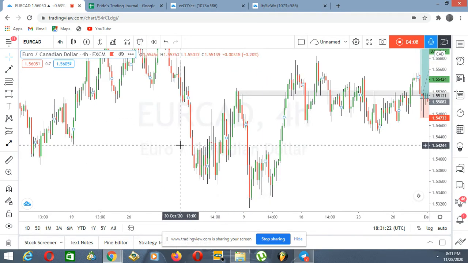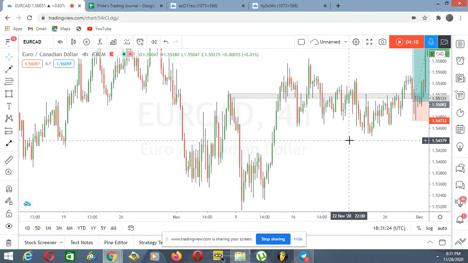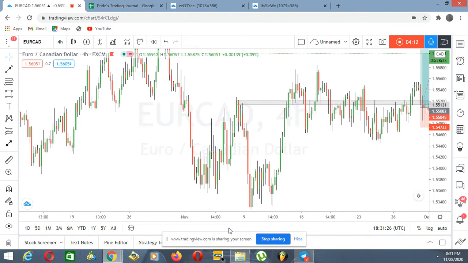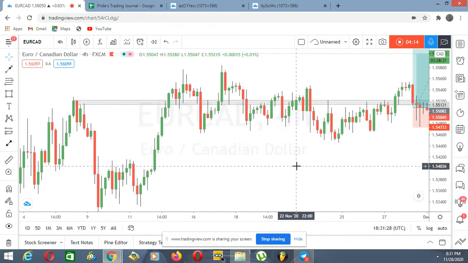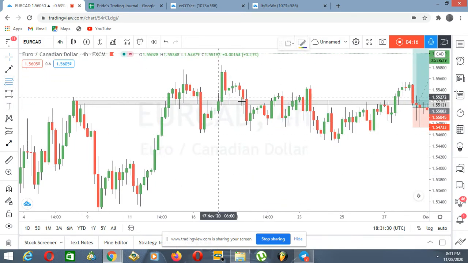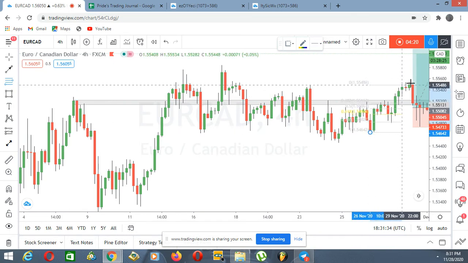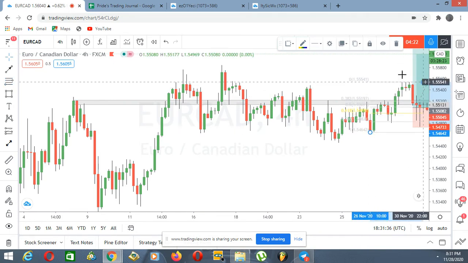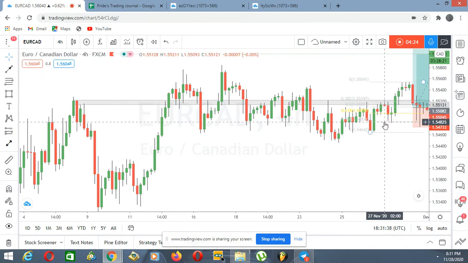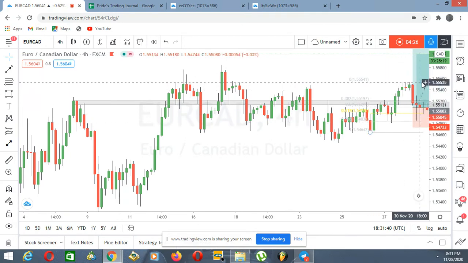So what are my extra confluences? Okay, let's start with the Fibonacci. I had a Fibonacci here from this level to this impulsive move. And then price rejected the 61.8 Fib level, as we could all see.